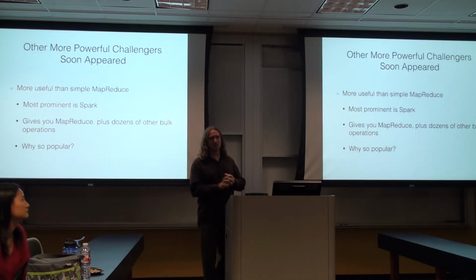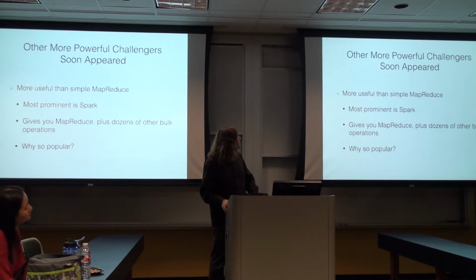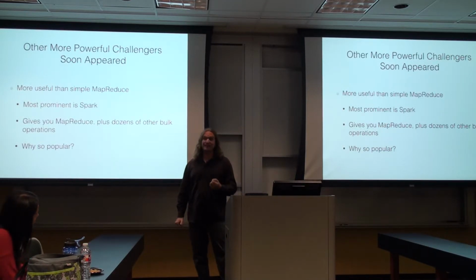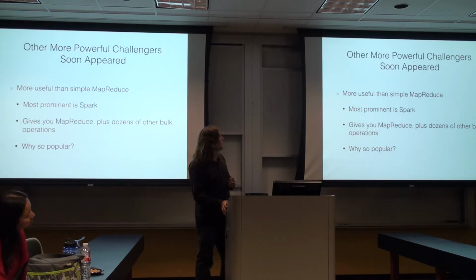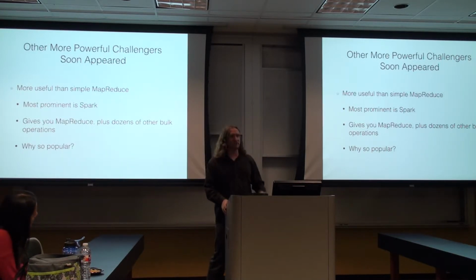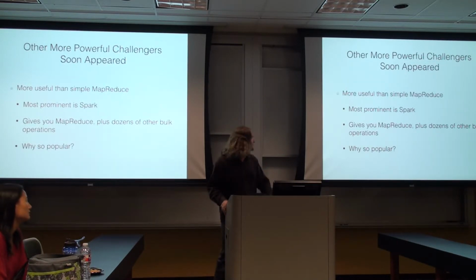And one of the things that's coexisting more successfully than some of the other things is this thing called Spark. Okay. So Spark is essentially a rethinking of MapReduce that gives you not only MapReduce, but dozens of other bulk operations, including a lot of operations that databases provide, right? So like as an example, a relational join is famously difficult to implement in MapReduce, and so Spark provides this as a bulk operation, okay?